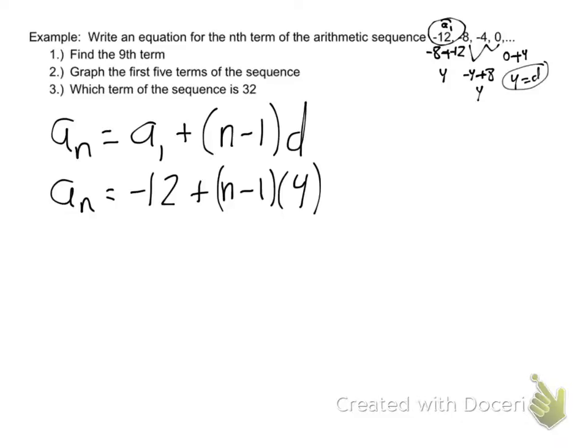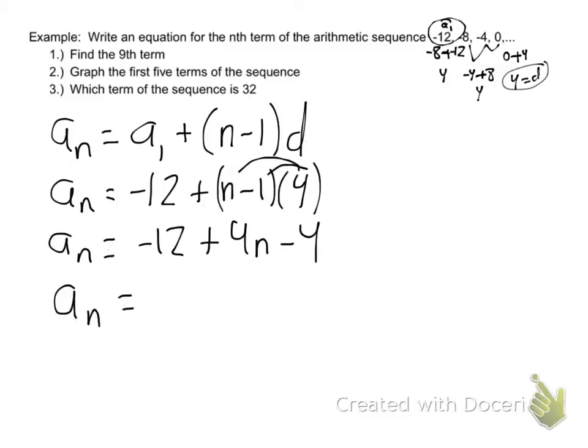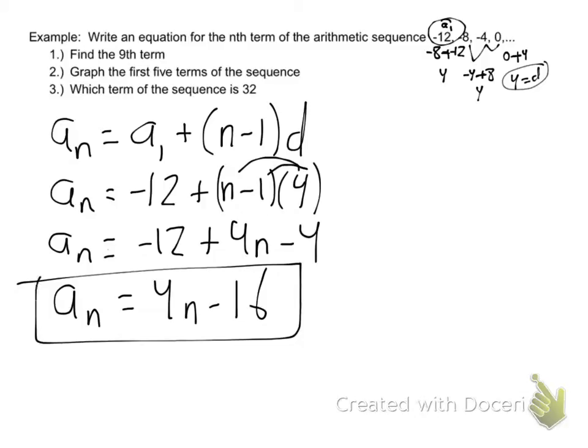But guess what, guys? I could probably potentially simplify this. Will, what are you thinking? Thinking that you can distribute, multiply the 4 by the n. Yes, I can distribute. So would you guys agree that a sub n is equal to -12 plus 4n minus 4? And even from here, I should be able to simplify that. -12 minus 4, what is that? It's minus 16. There's your equation, guys.